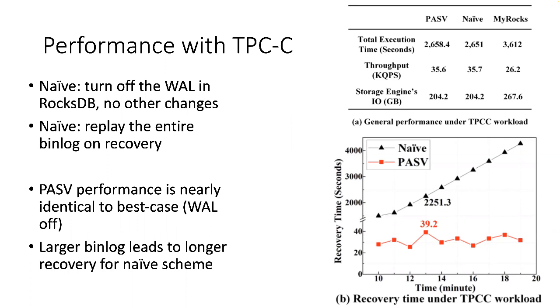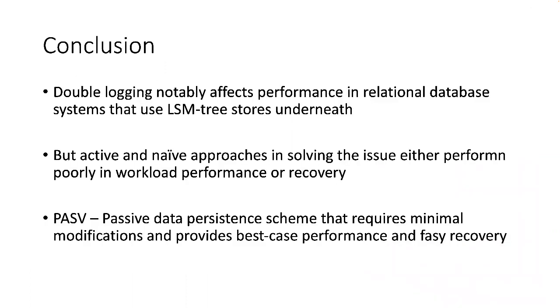So to conclude, we have this double logging problem in these relational database systems, when we use an LSM store underneath, or any other type of store. But the naive solutions either perform poorly in performance or recovery, and they don't really have good performance in both. So they introduced PASV, a passive data persistence scheme, that only required a small amount of modifications, but we could say we have best case performance and very fast recovery. Thank you.